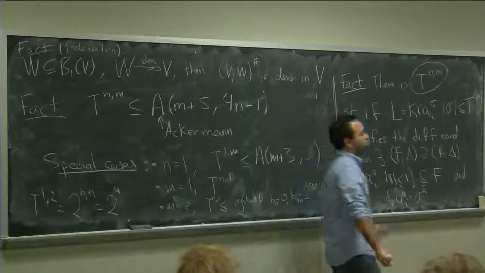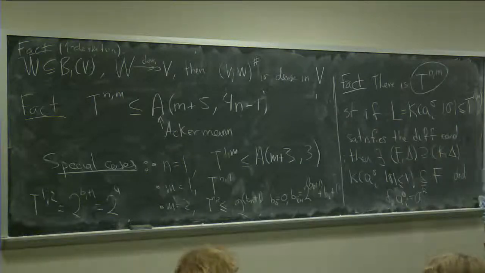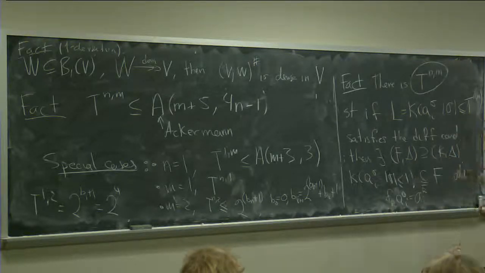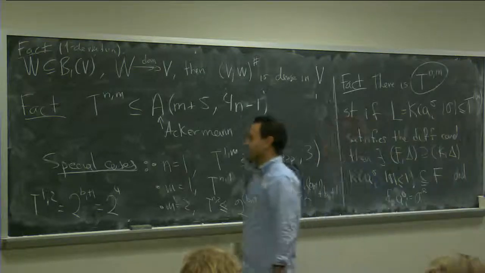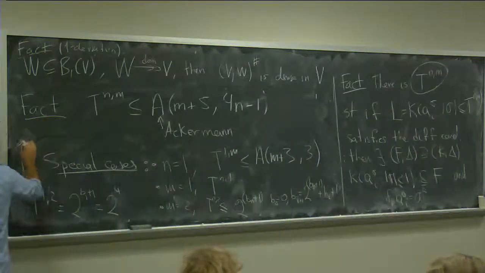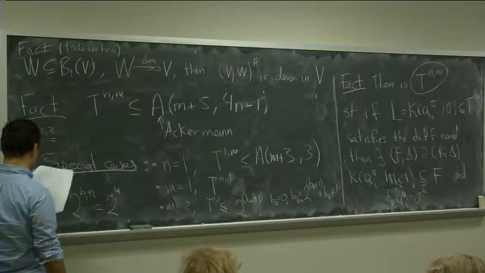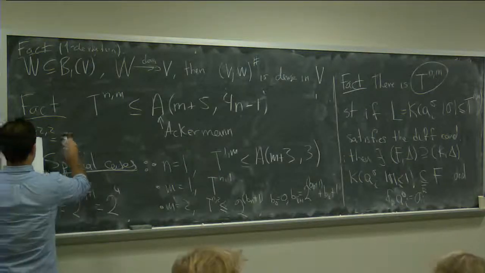2 to the 4 is 16. You can do it for a couple more. Let's see if I got this number compared to that. I actually did a couple here. And what happens if you do 2, 2? I did it as well.